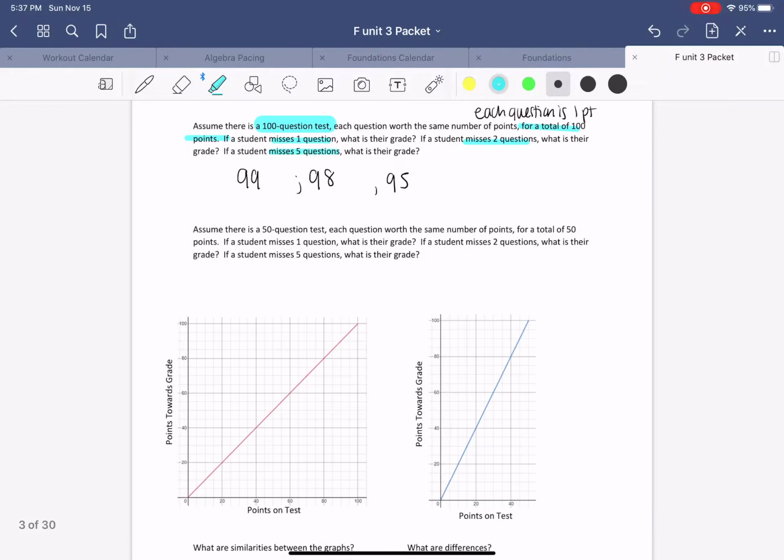Now let's assume that there's a 50 question test for a total of 50 points. If a student misses 1 question, what is their grade? 2 questions, what is their grade? 5 questions, what is their grade?